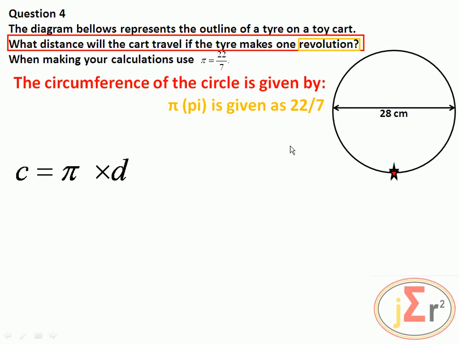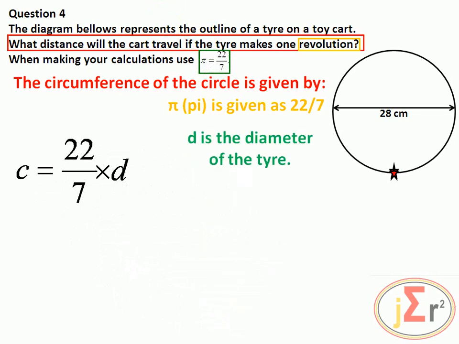which is the line that goes from one point on the circumference to the other point on the circumference, but it goes through the center of the circle. So it is the straight line segment that goes between 2 points on the circumference of the circle and also passes through the center of the circle. That is the diameter. And pi is given to us as 22/7. D is the diameter of the tire.